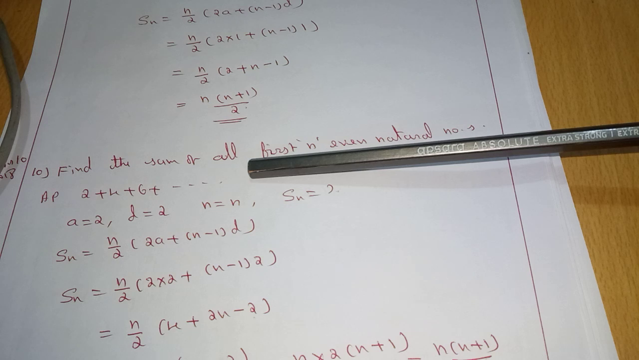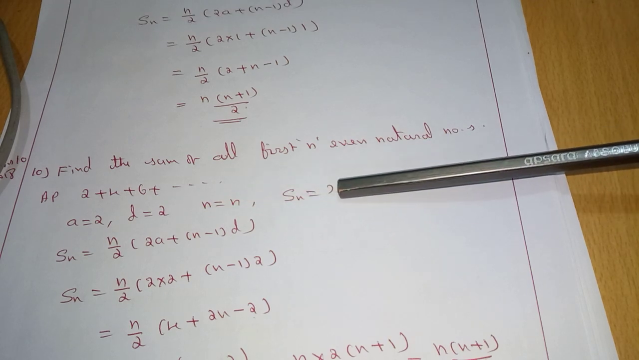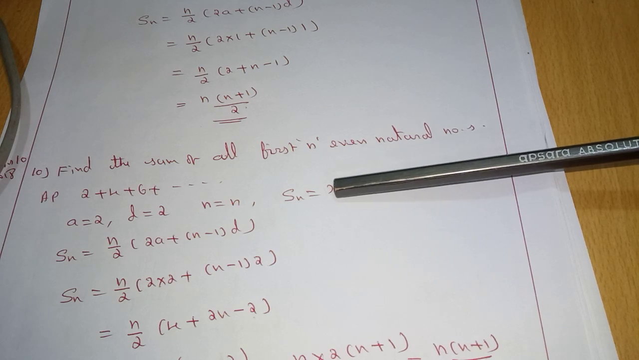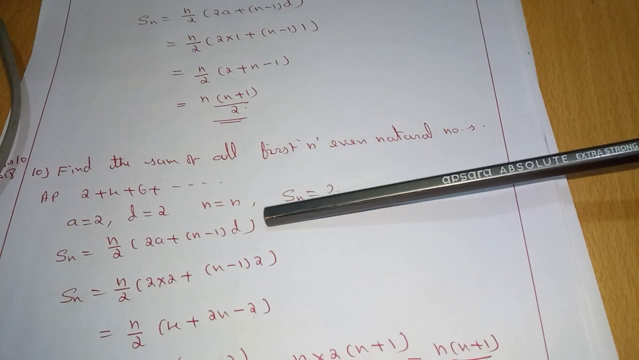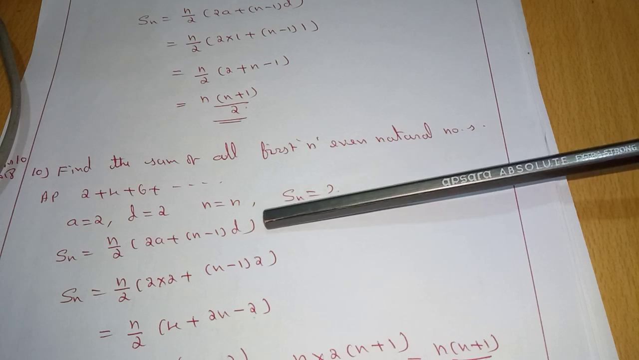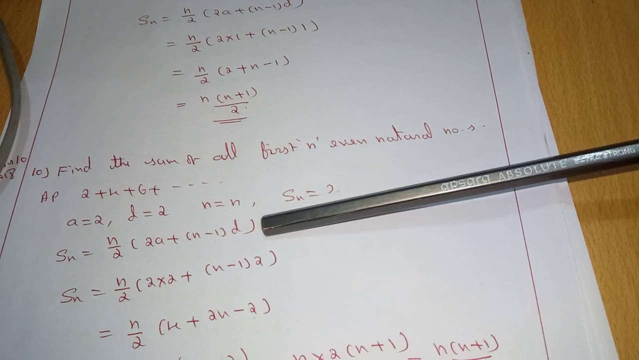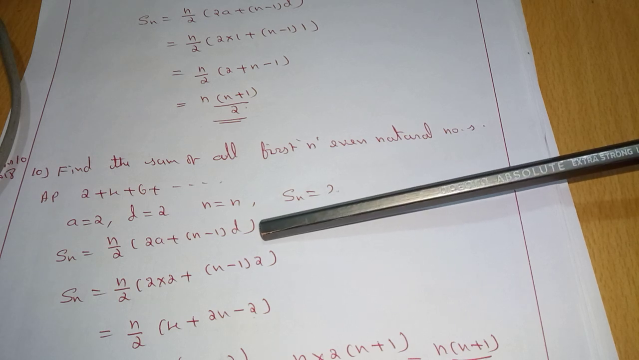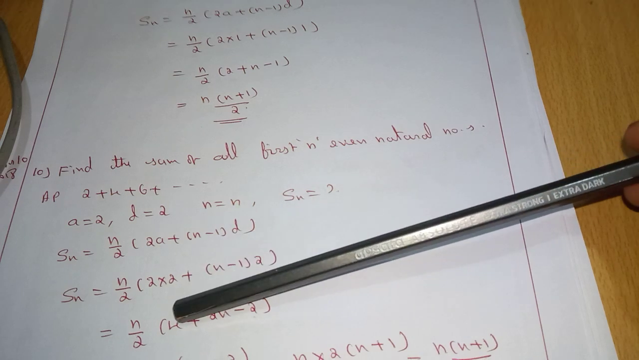Write AP. Now write the values of a, d, n and you have to find Sn. Everyone completed? a is equal to 2, d is equal to 2, n is equal to n. Sn is equal to how much? What is the next step? We have to write the formula. Everyone write the formula. Sn is equal to n by 2 into 2a plus n minus 1 into d. Everyone wrote it correctly?